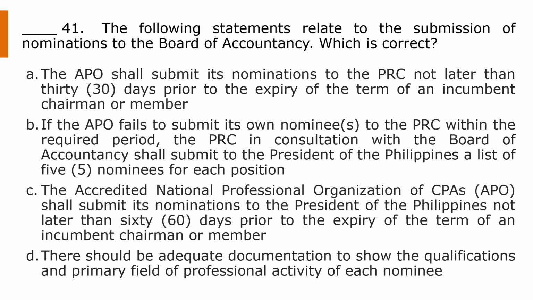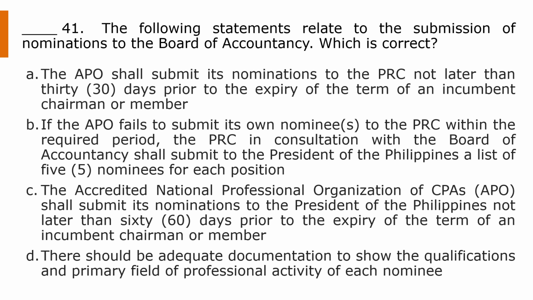Number 41, the following statements relate to the submission of nominations to the Board of Accountancy, which is correct. Letter A, the APO, or AIPO, or PICPA in this case, shall submit its nominations to the PRC not later than 30 days prior to the expiry of the term of an incumbent chair. Letter B, if the APO fails to submit its own nominees to the PRC, so five nominees from the APO, then there will be three recommendees from the PRC, then the one coming from the president. So if the APO fails to submit its own nominees, the PRC, in consultation with the Board of Accountancy, shall submit to the President of the Philippines a list of five nominees. But remember, from PRC to the President, that should only be three. So PICPA to PRC, five.